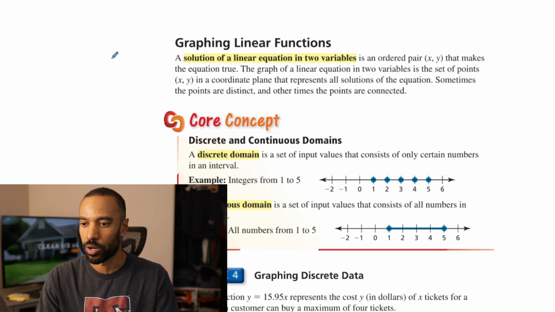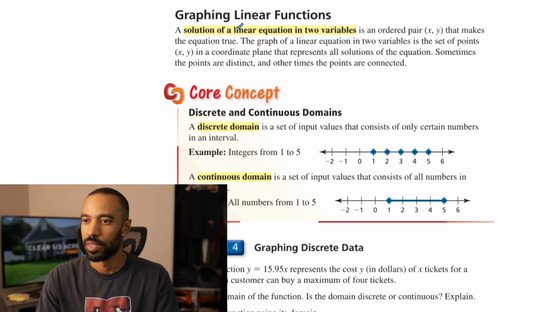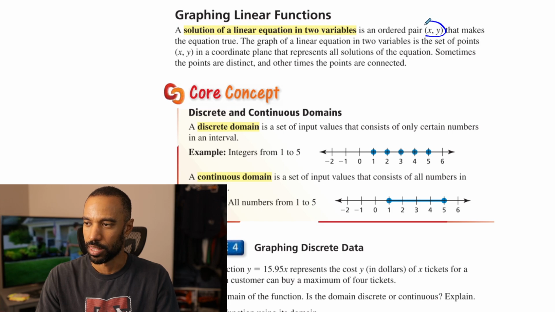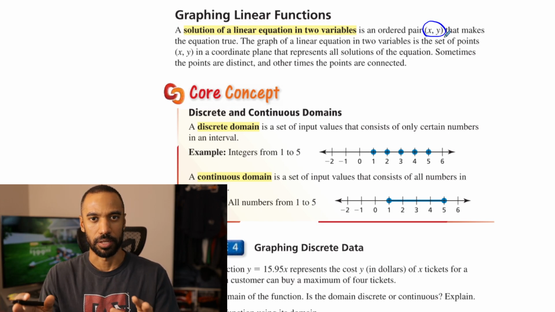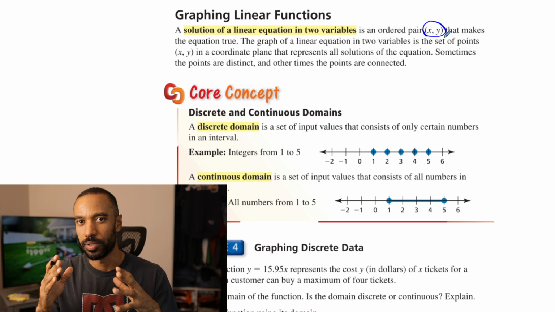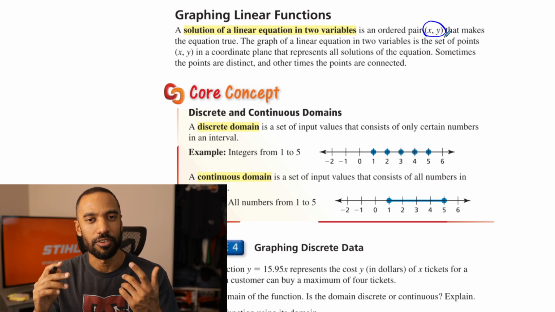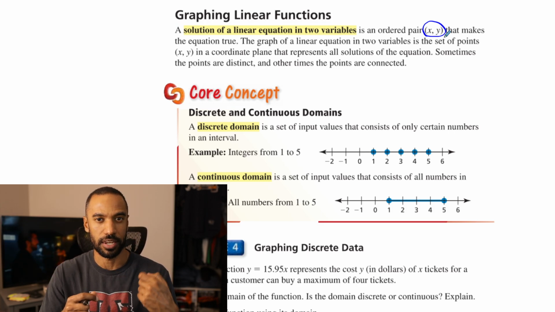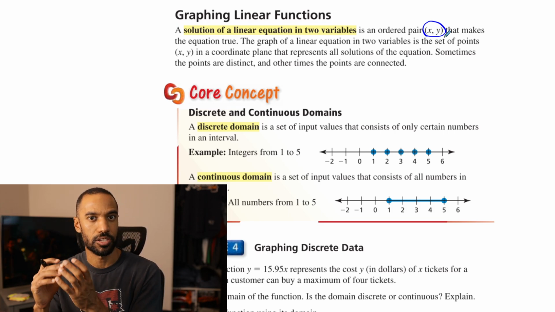Graphing linear functions. We're going to get a little bit of that as well. A solution of a linear equation in 2 variables is an ordered pair that makes the equation true. I want to repeat. We've probably checked for solutions more often than not. Every time we solve for a variable, we plug it into the original equation to see if the left side equals the right side. That makes what we had a solution.